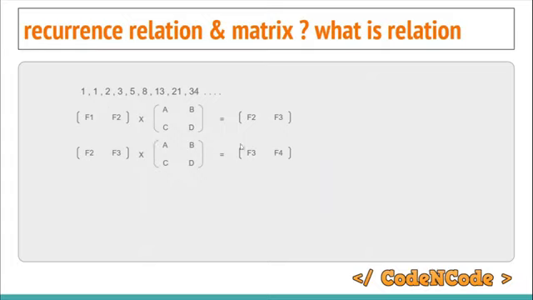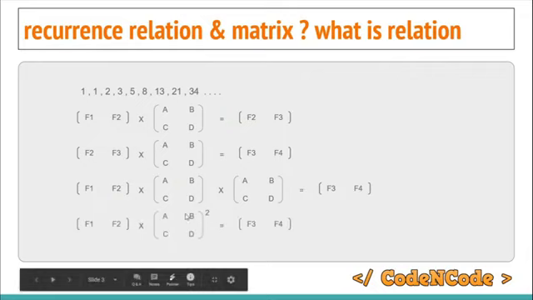You see, from equation 1, if we replace the value of f2 f3 in equation 2, the newly formed equation would look something like this. It would be f1 f2 multiplied with the magic matrix, again multiplied with the magic matrix, gives f3 f4. Now we can rewrite it in the form of this equation: f1 f2 multiplied with the magic matrix raised to power 2 gives us f3 f4.